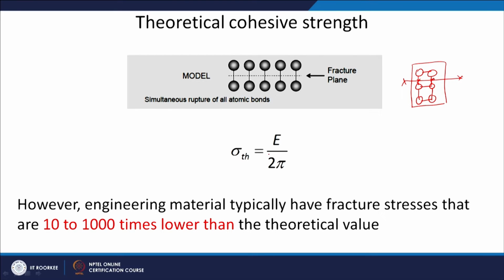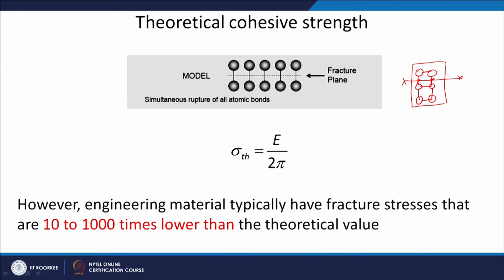So, sigma theoretical will be equal to E by 2 pi. It is similar to what we saw earlier in the case of shearing, that when I want to shear all the atoms in one go, I have to break all the bonds, create new bonds, and slip by one atomic distance, and there was a stress required to do that. Similarly, here in this case I am breaking all the bonds between the atoms simultaneously, and the strength or stress required to do that is equal to Young's modulus E divided by 2 pi.